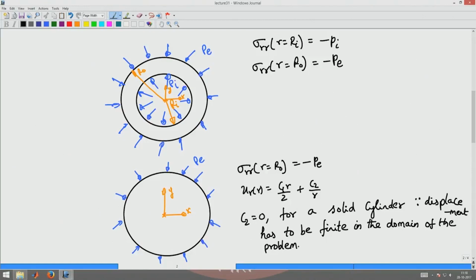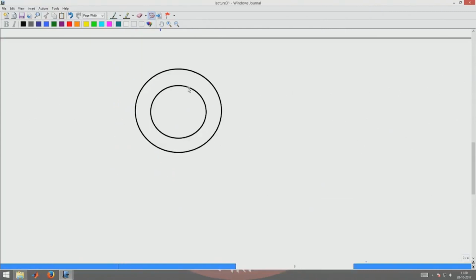Okay. So, that is the second boundary condition that you have. Now, you have only one constant which you can find from the condition that sigma RR at R naught is minus PE. Okay. Now, I can have another boundary condition wherein the inner surface can be held fixed.